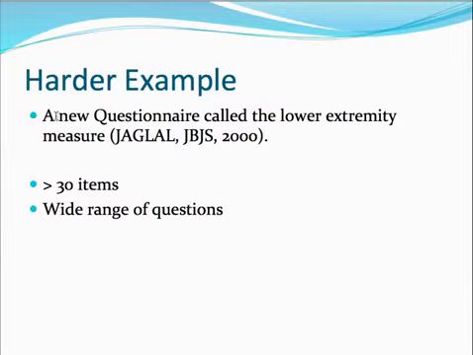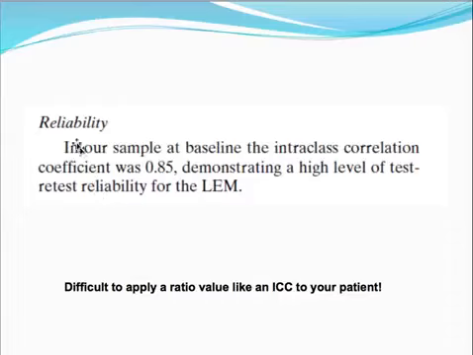So let's now use the Lower Extremity Measure, a new questionnaire published by Jaglol and JBS in 2000, with over 30 items and a wide range of questions that attempted to capture the concept of self-reported function. In this data, they had a reliability. They said in our sample at baseline, the intraclass correlation coefficient was 0.85.